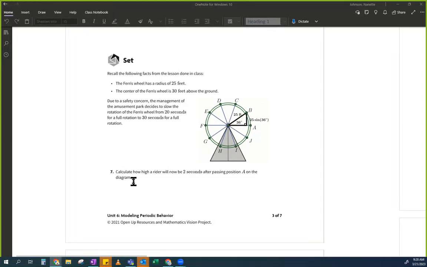Okay, so we are going to do 6.2, ready, set, go, number 7. And it's more on this Ferris wheel problem. You'll understand why they keep referencing this Ferris wheel later on, because it'll make a lot of sense later on.